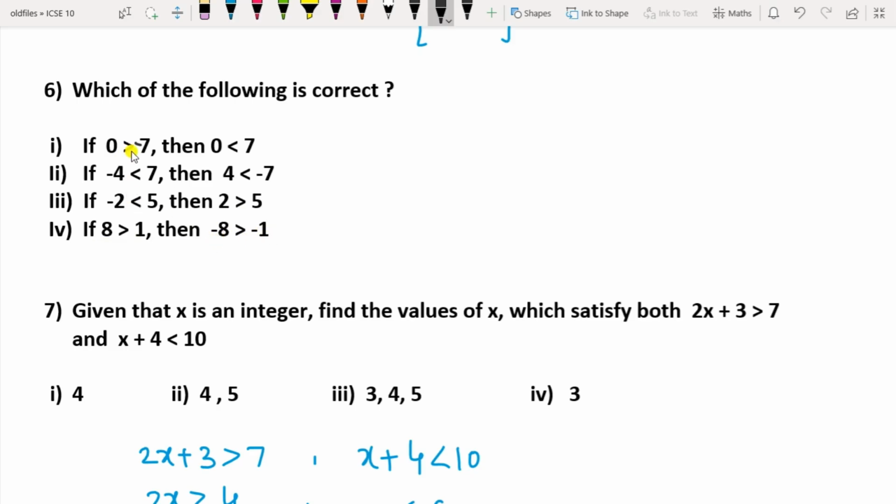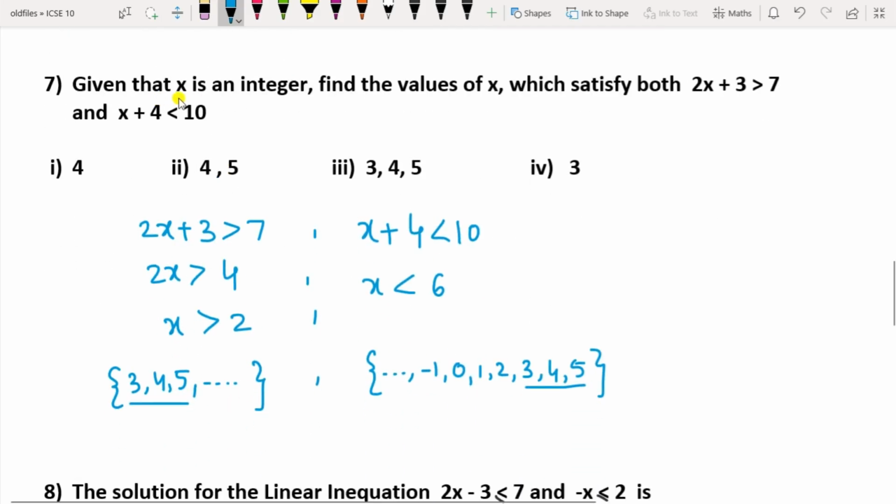If you multiply or divide with a negative number, the sign will change. So if here you are multiplying or dividing by -1, the sign is going to change. But for 0, 0 is neither negative nor positive, so this option is the correct option.